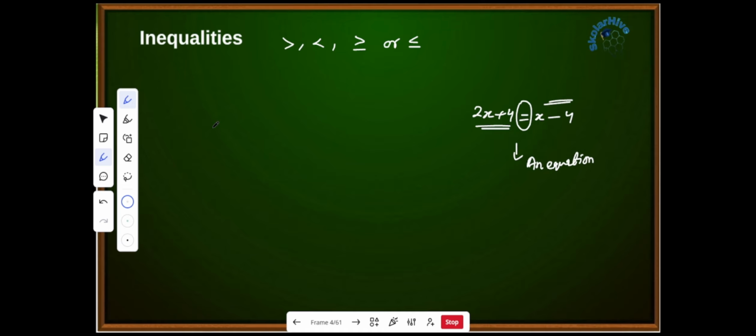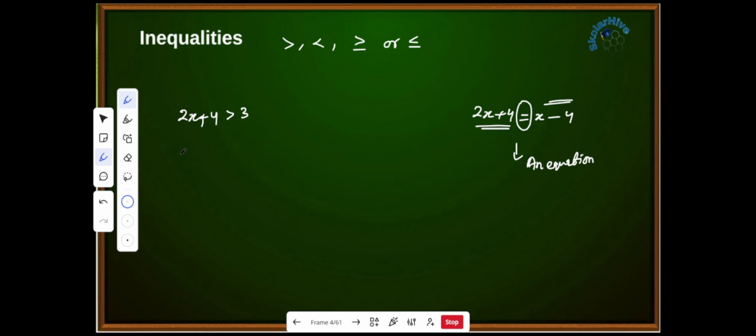So for example, if I'm writing 2x plus 4 greater than 3, on the left we have 2x plus 4, which is an expression, and on the right we have 3, which is also an expression. We compare these two expressions with the greater than symbol. So this is nothing but an inequality.